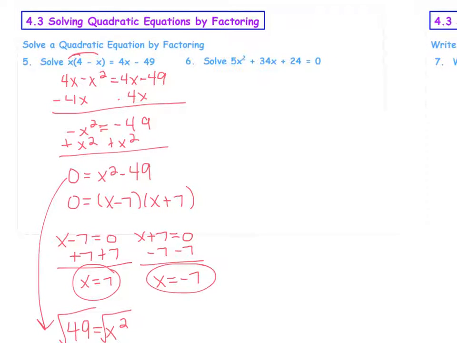Okay, let's do number 6 here. Again, I know we did this in class. Look for greatest common factor first. There's not, so this one's not very nice to us. You can guess and check.